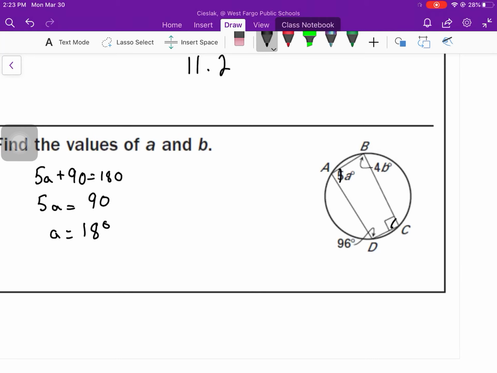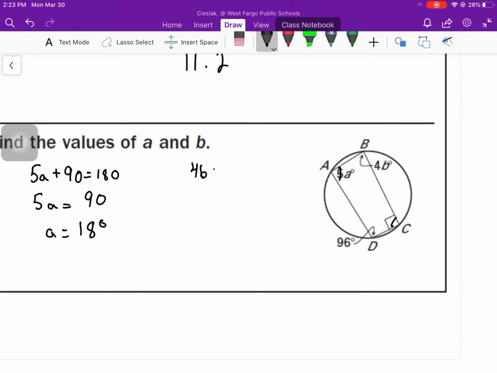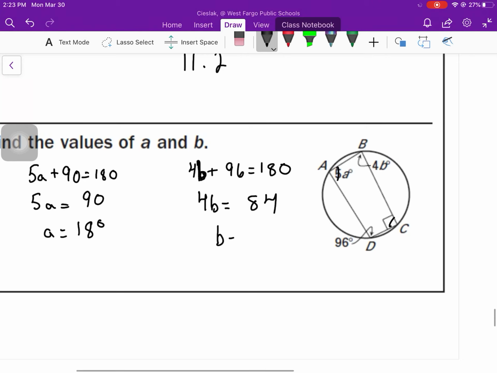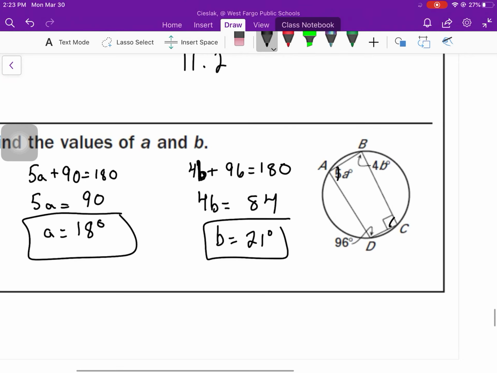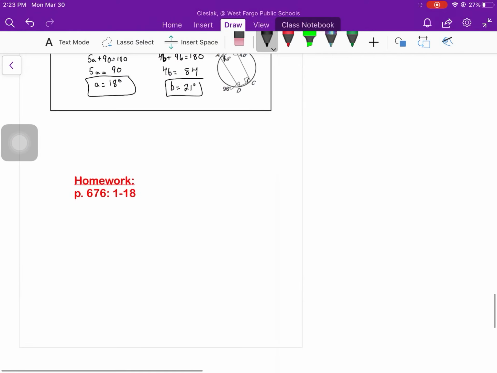Okay, the 4b here, I could say 4b plus 96 is equal to 180. Careful, that's a b. So that's going to give me 4b is equal to what, 84. Divide by 4, and we would get b is equal to 21 degrees. Okay, there we have it.